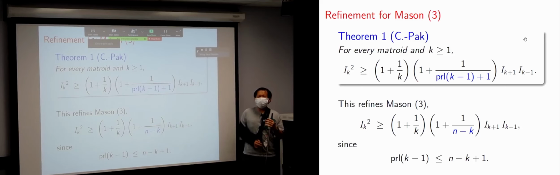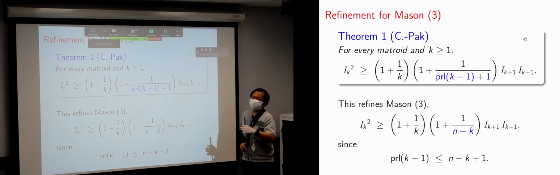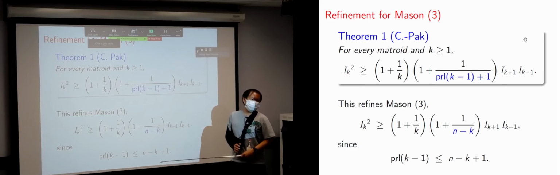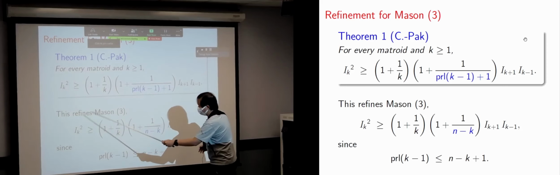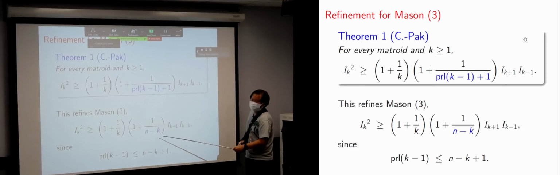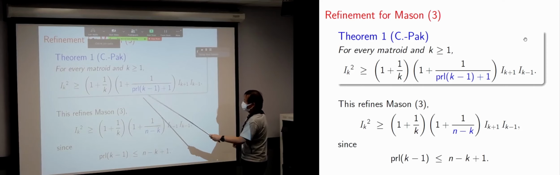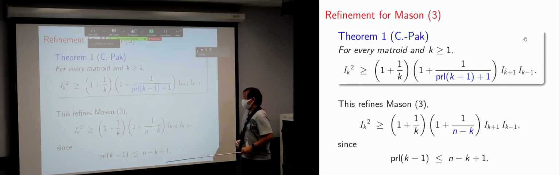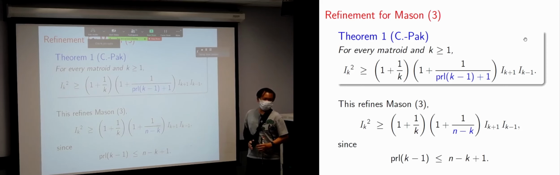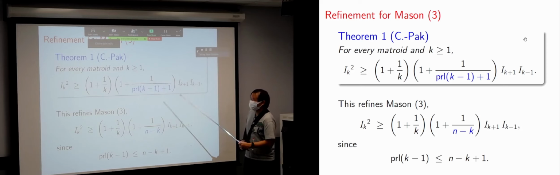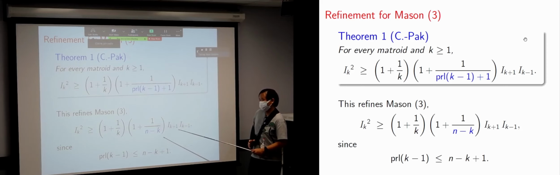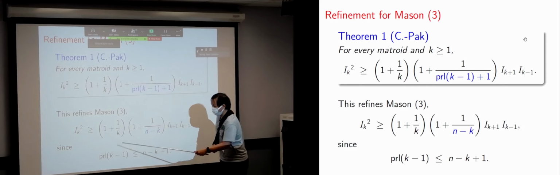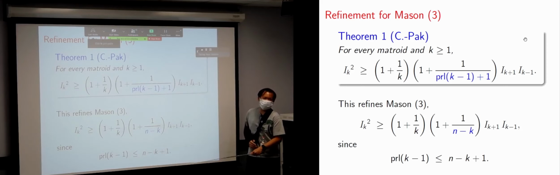Okay, so now we can finally state the refinement. For general matroids, the Mason tree, where the constant here is n minus k, can be improved, where the constant becomes the parallel number of k minus 1 plus 1. Sorry, this is supposed to be minus 1. There's a typo here. This is a strict improvement, because if you follow the previous 3 slides and do the calculation carefully, the parallel number of k minus 1 is always bounded from above by n minus k plus 1. That is why we say this is a refinement.